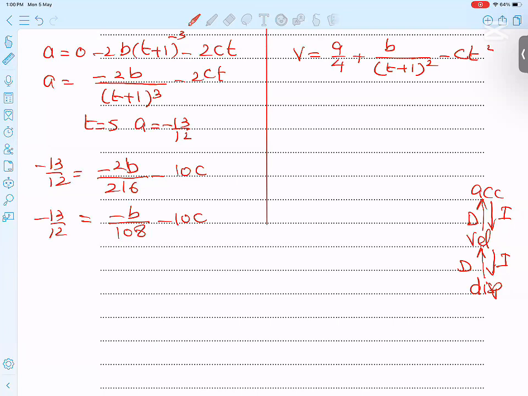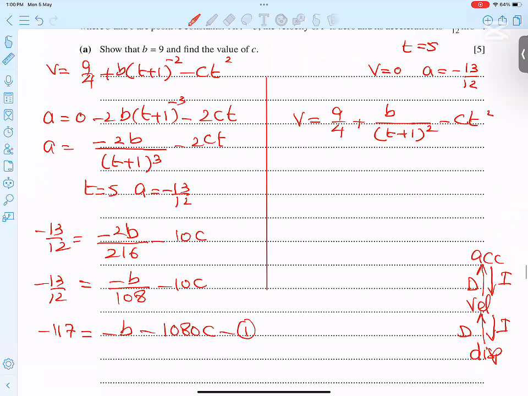When I multiply the left side with 108, I get negative 1117. And when it's multiplied here, this cancels out, I get negative b. And when 108 multiplies with this number, I get negative 1080c. Equation number 1 done. Now the same process I will do for velocity 0 times 5.